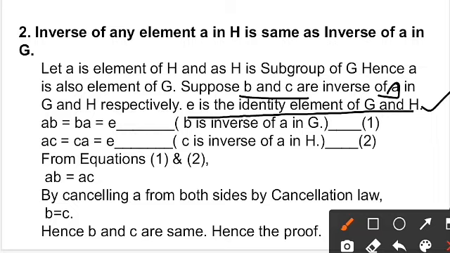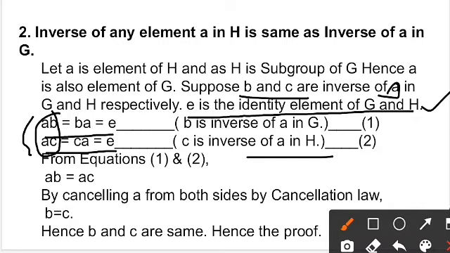and we have just seen that the identity element is the same for G as well as H. So AB is equal to BA is equal to E, because B is the inverse of A in G, and we know that A into A inverse is identity. So AB is equal to BA is equal to identity. Also C is the inverse of A in H, so AC is equal to CA is equal to E. And from both these equations, we can say that AB is equal to AC.